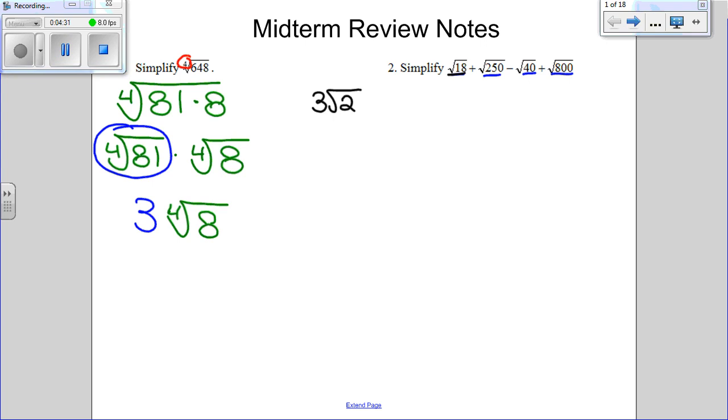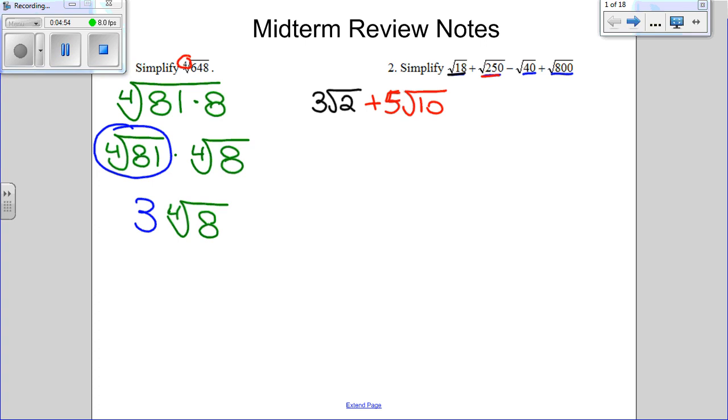If you remember, you guys were getting really good at simplifying radicals, and it was coming that quick for some of us. 250 can be divided by 25. So that would change this into plus 5 root 10. Square root of 25 is 5. Root 10 is left over.